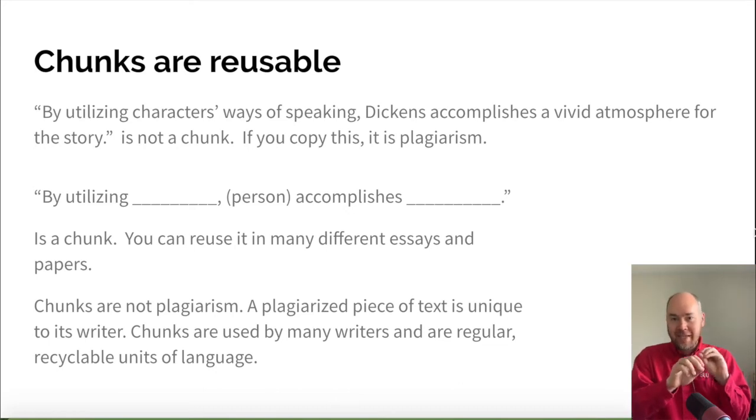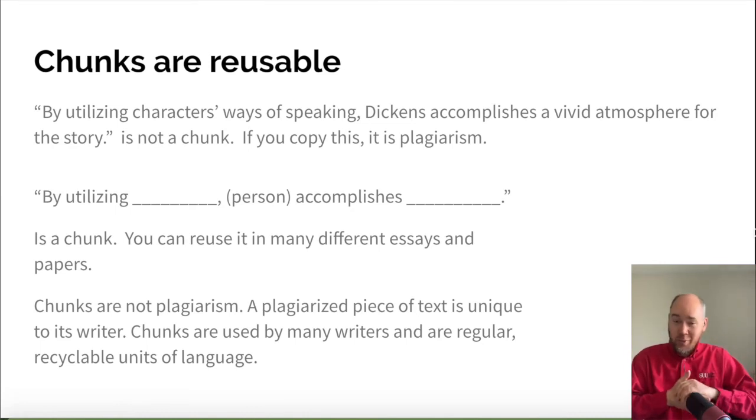But some of the words in that sentence and the order that they come in, you can reuse, okay? For example, starting a sentence with "by utilizing blank blank comma" is very, very normal. And that's not plagiarism. That's just a chunk. That's just the way people say that in English, okay? And what's nice about this is that it's used by many, many people, so you can use it too, okay? A chunk is reusable by anybody, okay?